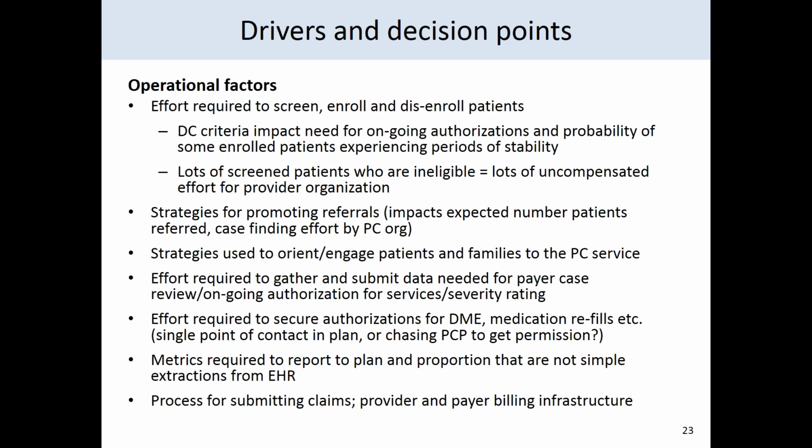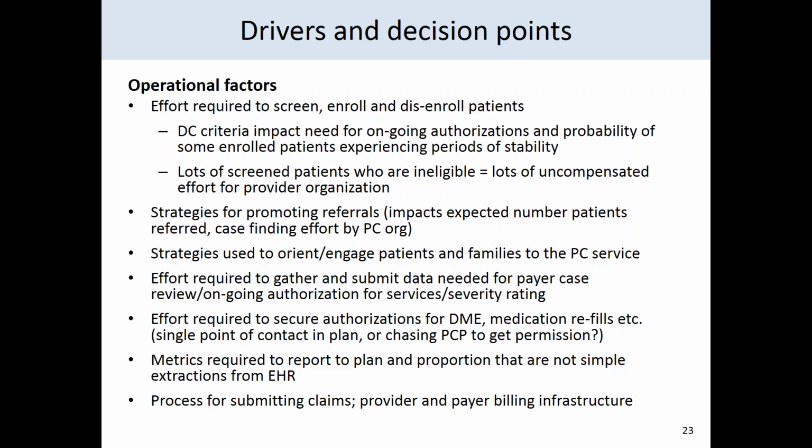Also, consider whether there are disenrollment criteria, and whether it has a need for ongoing authorizations, and also the probability that some enrolled patients might have periods of stability. If you have very tight disenrollment criteria, and as soon as a patient very quickly seems to not require in-home support right at that moment, they are disenrolled from the program, then you're pretty much guaranteed to have a very sick, very active population all across the board.